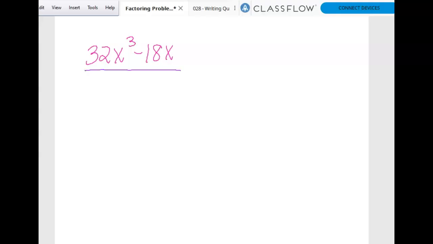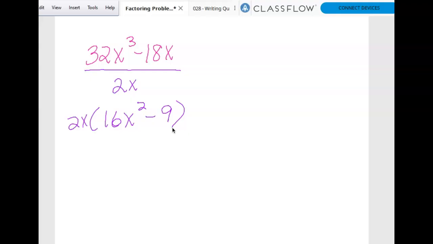So what did you get for the greatest common denominator this time? 2, and then what about, do I have a variable with it or no? And the exponent on the x is 1 because that's my lowest exponent. Okay, so I'm going to have my 2x. And now that I have this, now what do I have?